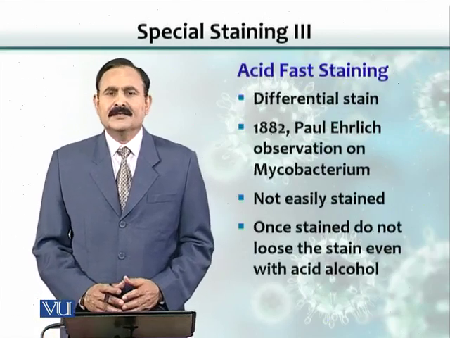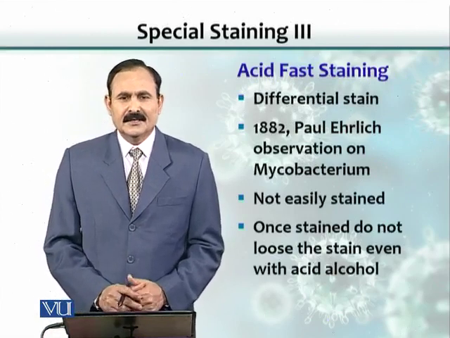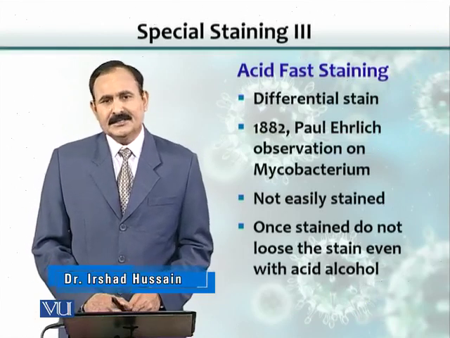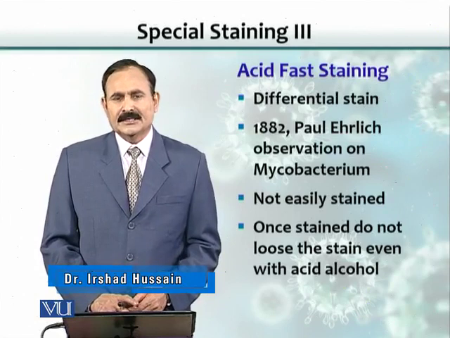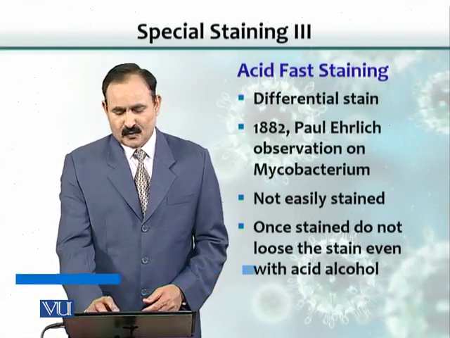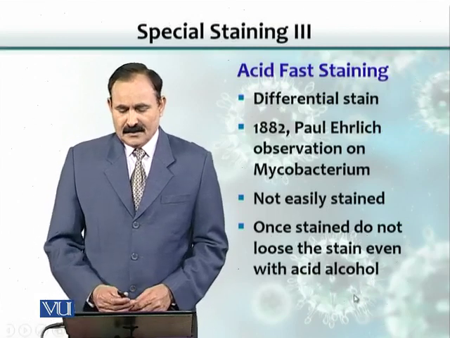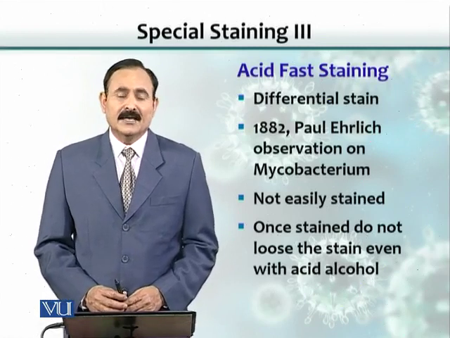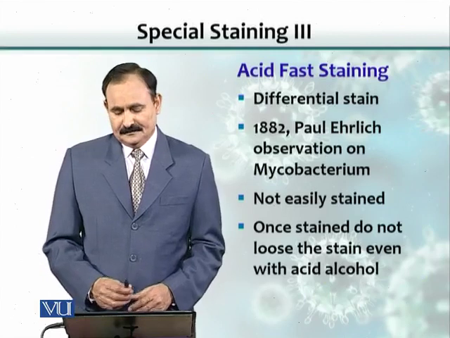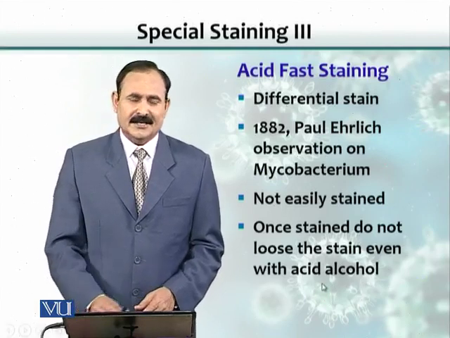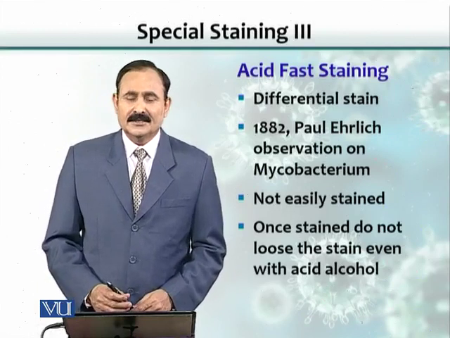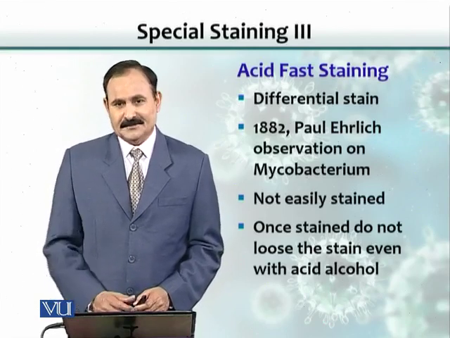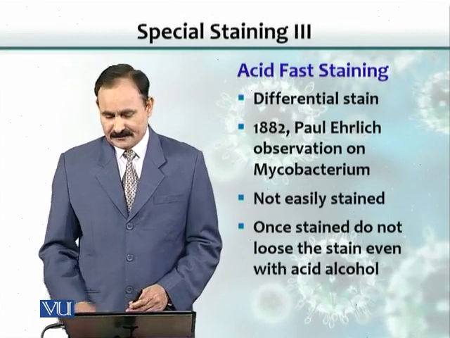Now, this acid-fast staining is a kind of differential staining because there are only certain microorganisms that have this capacity that once they're stained, they resist decolorization or destaining with acid alcohol. Paul Ehrlich observed this phenomenon that when he stained Mycobacterium, he observed that when he used acid alcohol for destaining, the microorganisms retained the stain. They did not decolorize. So that led to this procedure, which now we call acid-fast staining.